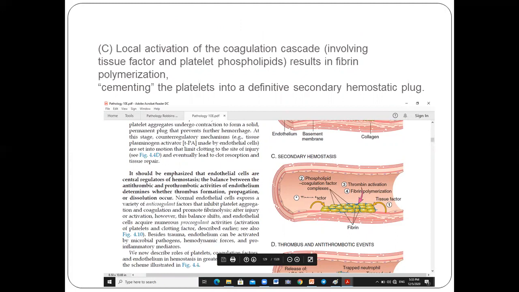Local activation of the coagulation cascade involving tissue factor and platelet phospholipid results in fibrin polymerization, cementing the platelets into a definitive secondary hemostatic plug. You can see here tissue factor will be released. It will form a phospholipid coagulation factor complex. There will be thrombin activation, fibrin polymerization, and there will be secondary hemostasis.